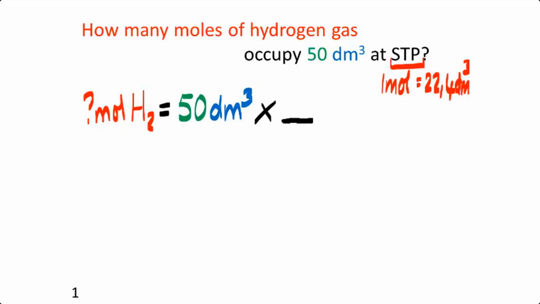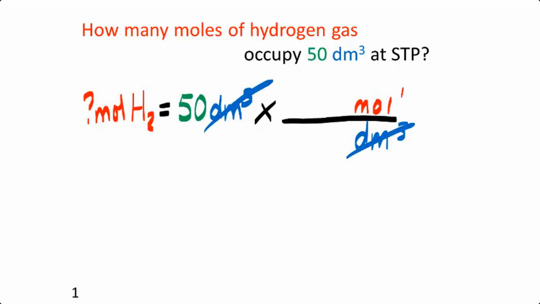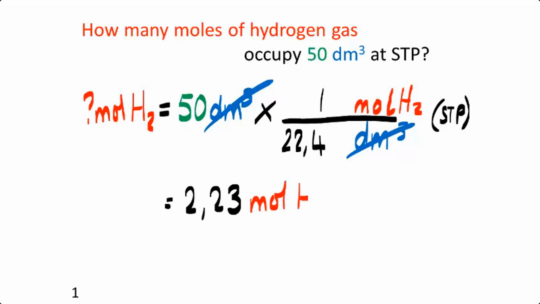How many moles of hydrogen gas occupy 50 decimeter cubed at STP? So our conversion factor refers to at STP, decimeters cubed, to cancel that unit away, and mole of hydrogen gas. 1 mole of hydrogen gas has a volume of 22,4 decimeters cubed if it's at STP. 50 divided by 22.4 is equal to 2,23 mole of hydrogen gas. It didn't have to be hydrogen gas, any gas. At STP, if you have 2,23 moles of it, it will have a volume of 50 decimeters cubed.